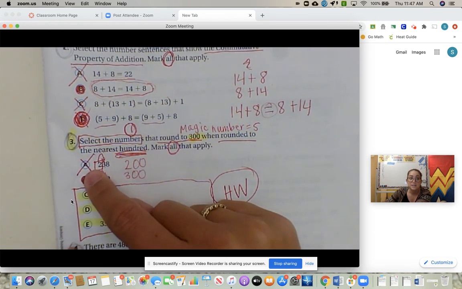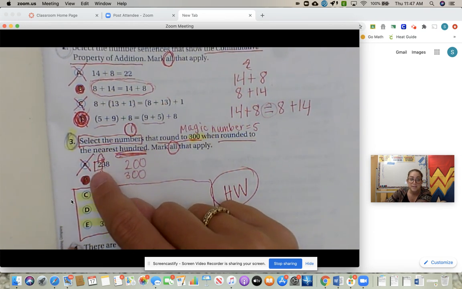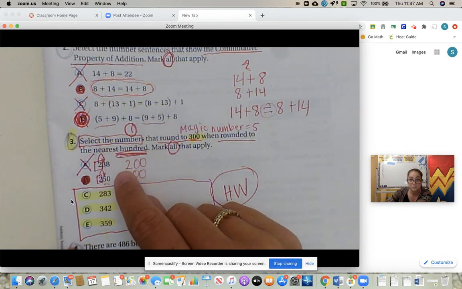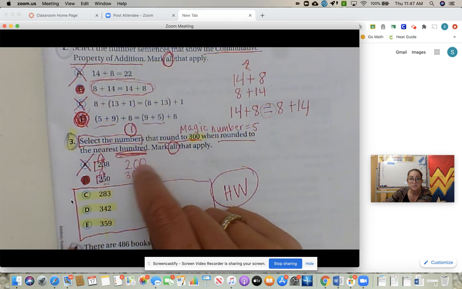So we did A, 238. We boxed the 2 because we're rounding to the hundreds. We pointed to the 3 because it's in the tens place. We asked ourselves, is 3 greater than or less than the magic number 5? It is less. So since it's less, our box number stays the same, 2. Everything to the right turns to a 0.